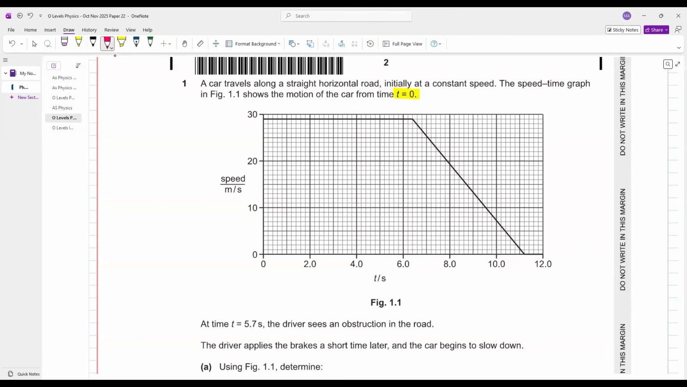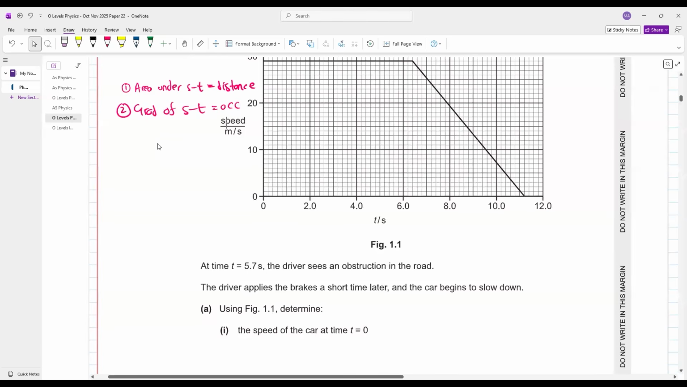Whenever you see a speed-time graph, there are two key points that you need to remember. Area under the speed-time graph is equal to what? Distance. And the second key point? Gradient of the speed-time graph is equal to acceleration. Simple. At time t equals 5.7 seconds, the driver sees an obstruction in the road.